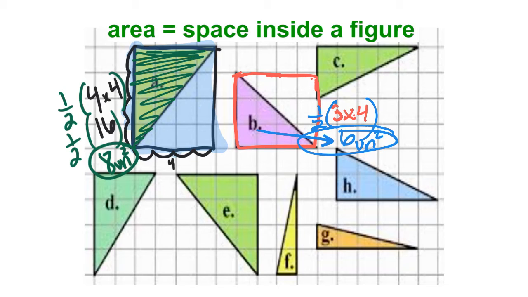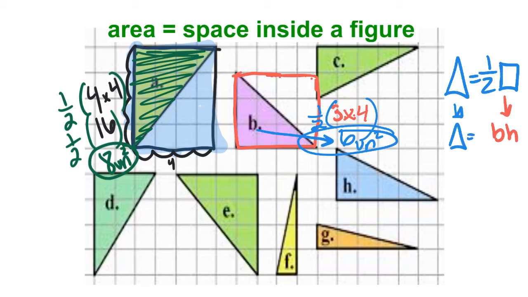Go ahead and try a couple of these other triangles. Remember that a triangle is equal to half of a parallelogram. Because a parallelogram is your base multiplied by your height, the area for a triangle is going to be 1/2 base times height. This is what you saw in the video from yesterday.